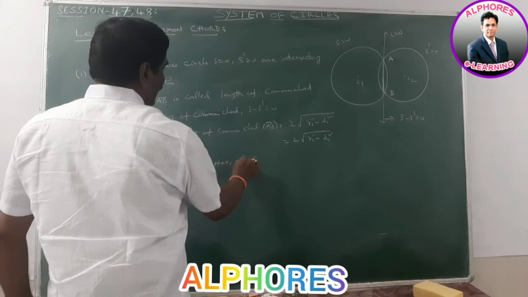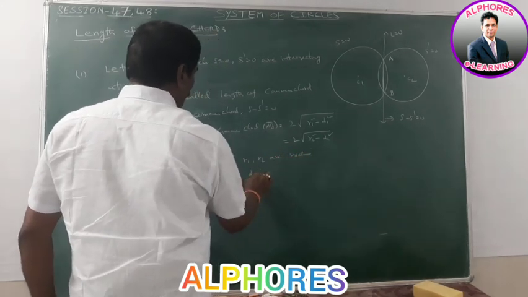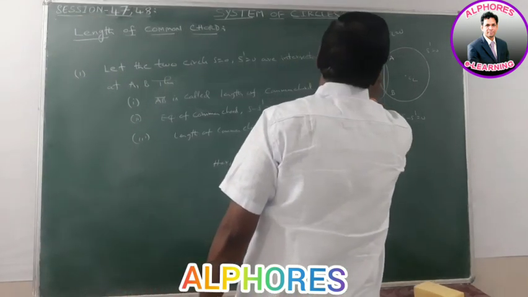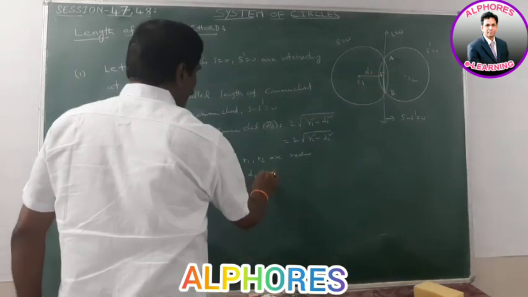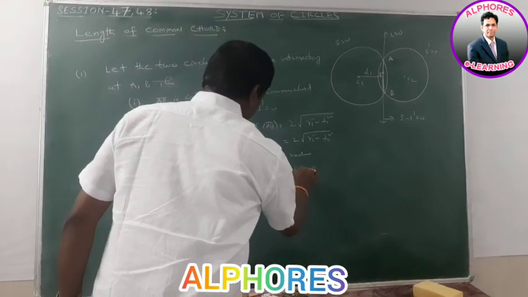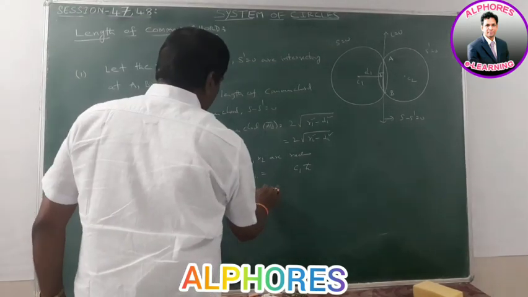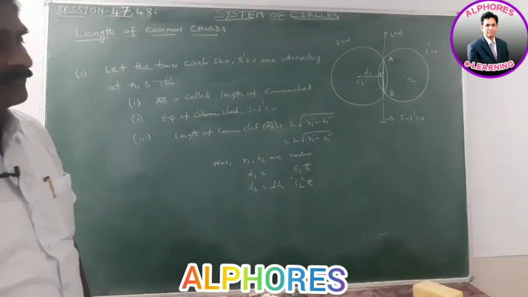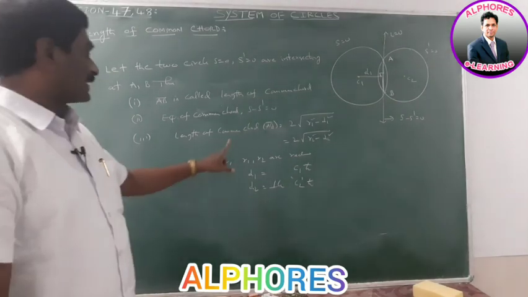Here R1, R2 are the radii of the two given circles. D1 is the perpendicular distance from the center of the first circle C1 to the common chord AB. And D2 is the perpendicular distance from the center C2 to the common chord AB. Okay. It is the length of the common chord.